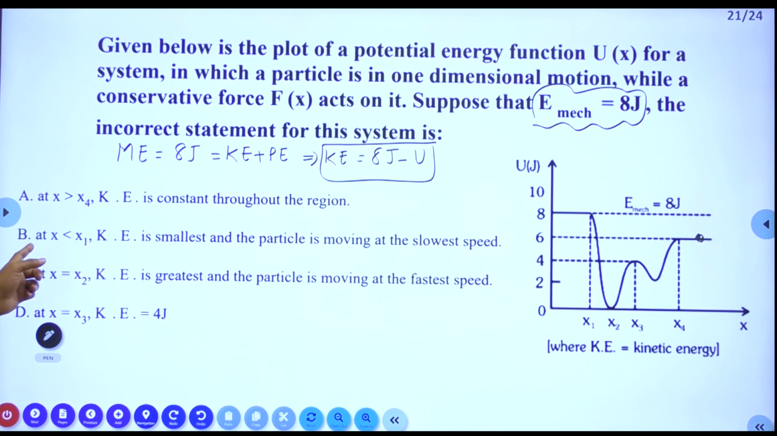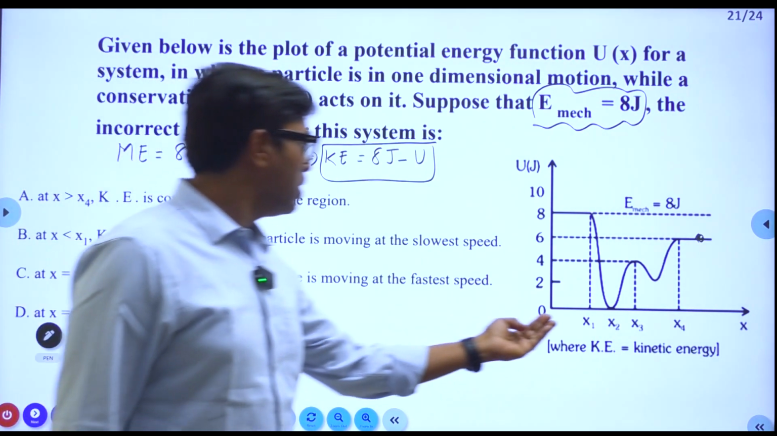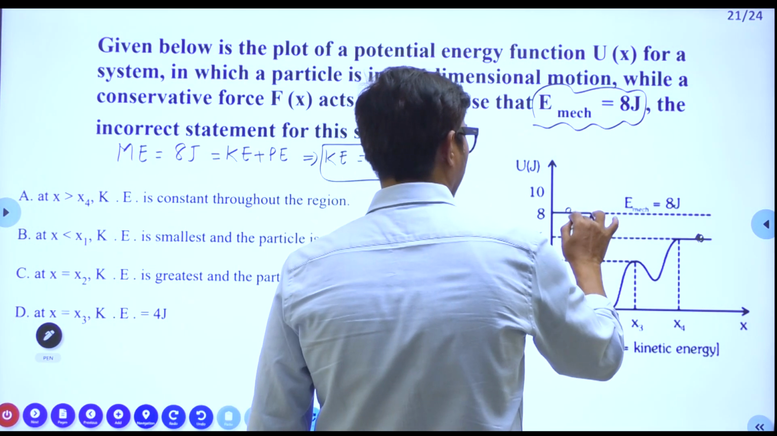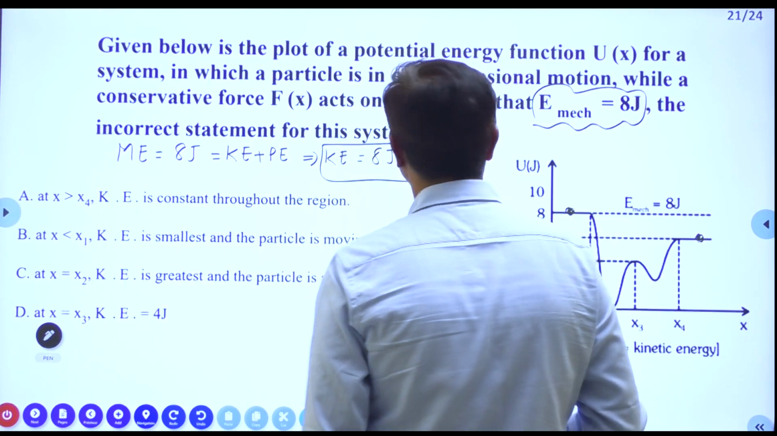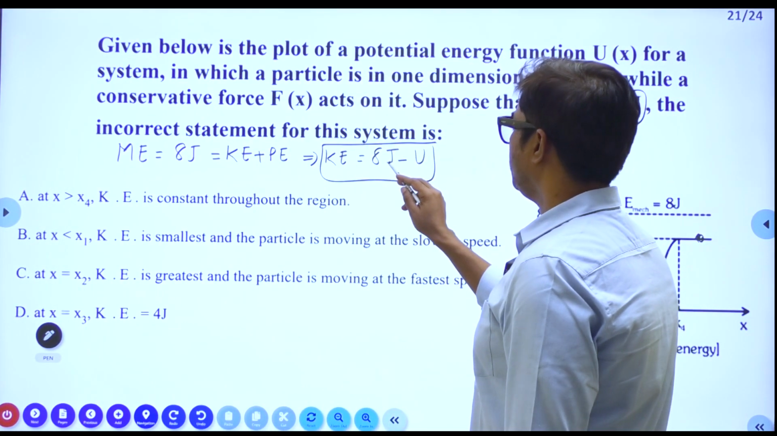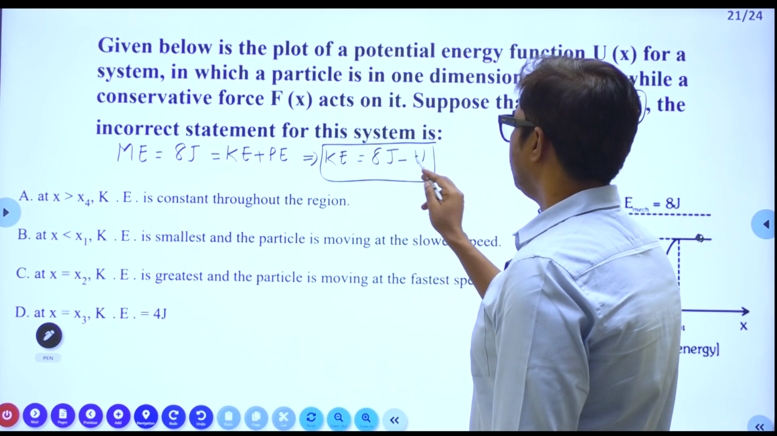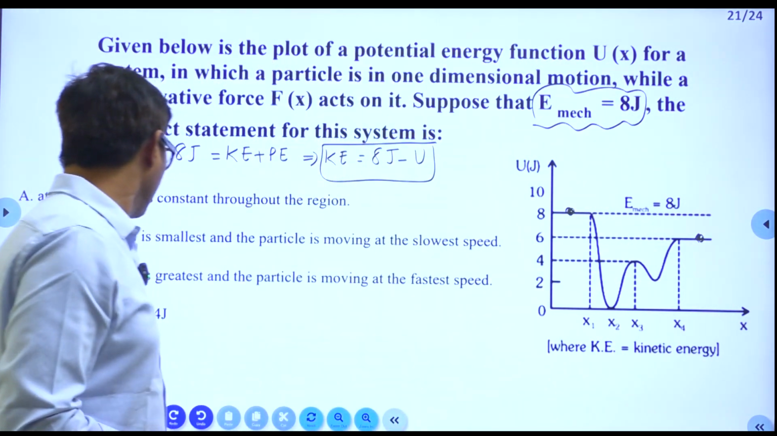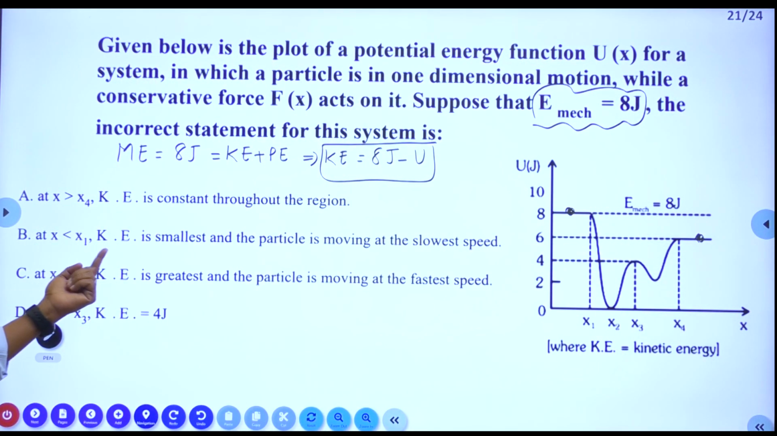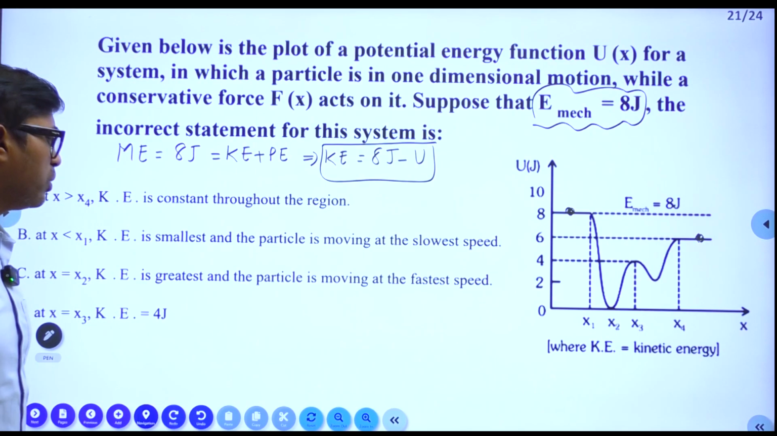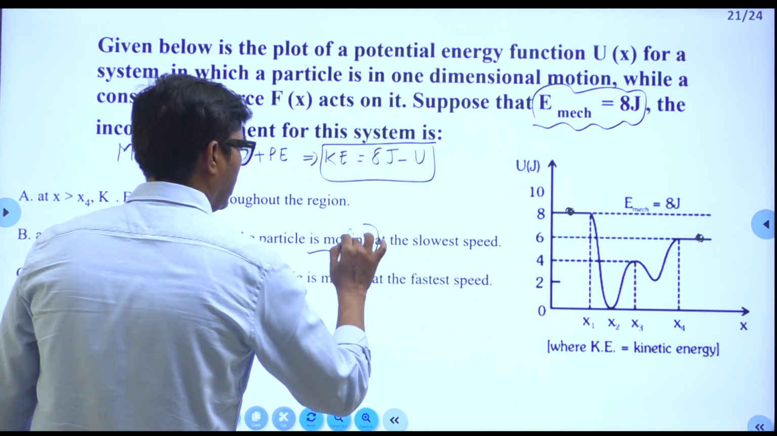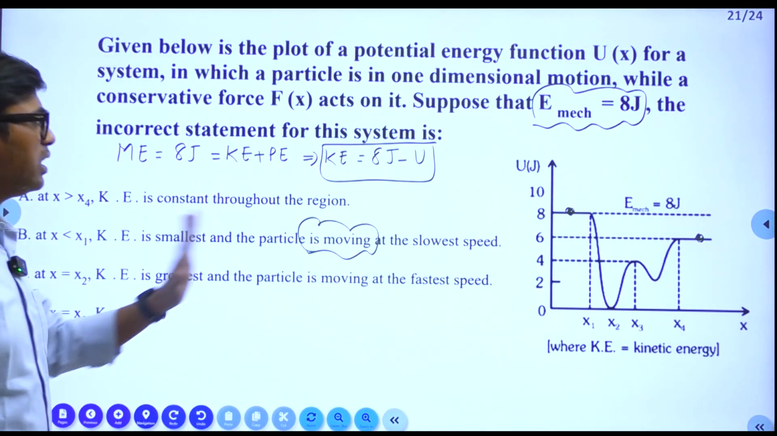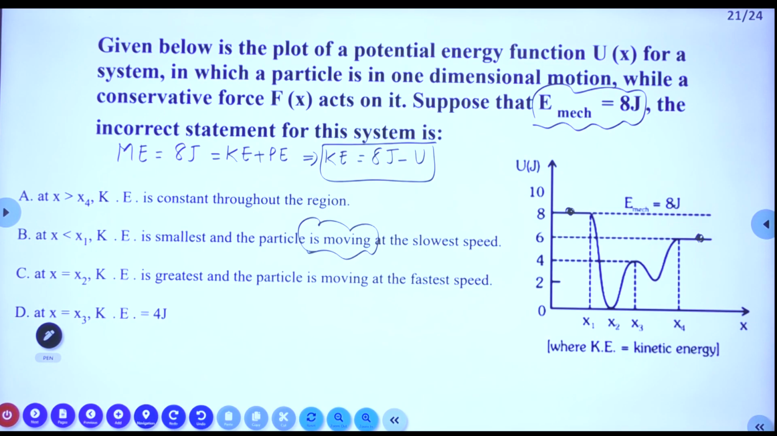At x less than x1, below this, if you consider here, force is not there here also. But at this point the potential energy is 8 joule, and the total energy is also 8 joule, meaning kinetic energy is 0. For x less than x0, the kinetic energy is 0 and the particle is not moving. The particle is at rest there. So this should be the incorrect statement. Let's move on further.